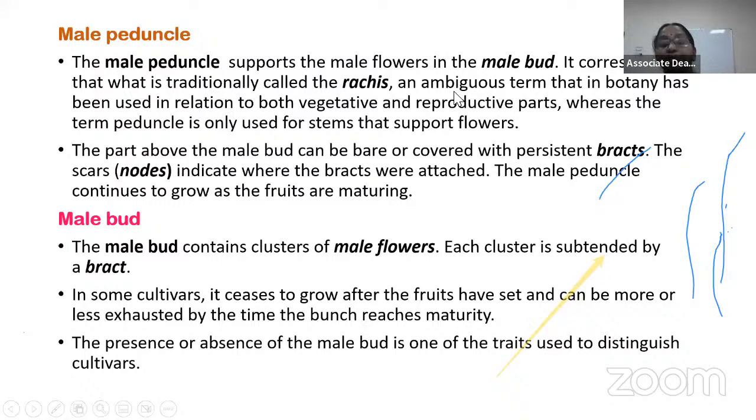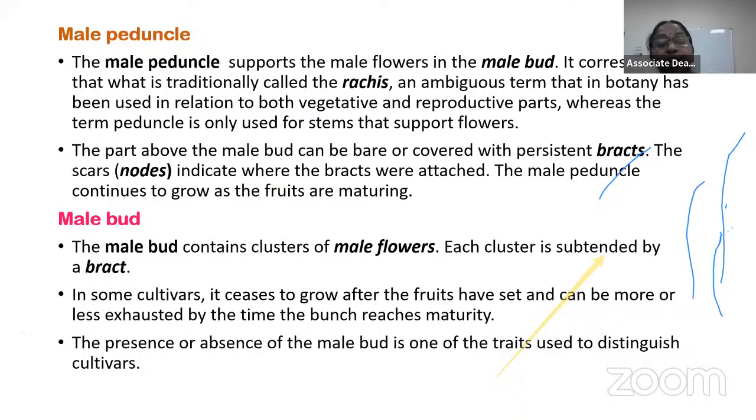And coming to the male peduncle, it supports the male flowers in the male bud. It corresponds to what is traditionally called the rachis. Generally, rachis is an ambiguous term in botany because it is used in relation to both vegetative and reproductive parts, whereas the term peduncle is only used for the stems that support the flowers. The part above the male bud can be bare or covered with persistent bracts, and the scars or nodes indicate where the bracts were attached on this peduncle.